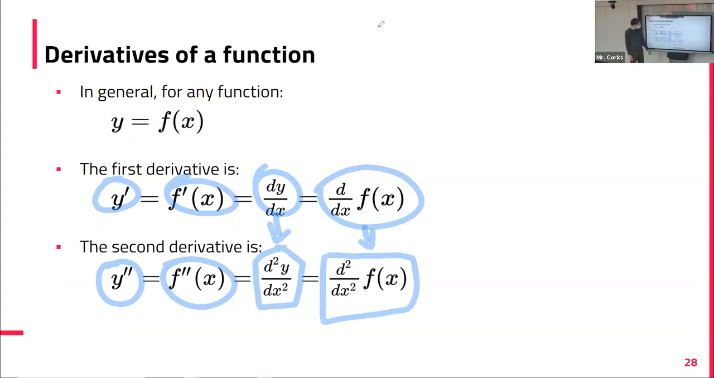For every final exam, I have at least one question where I say, find d squared y over dx squared of this function. And it just means find the second derivative, but half the students leave it blank because they forget about this notation.